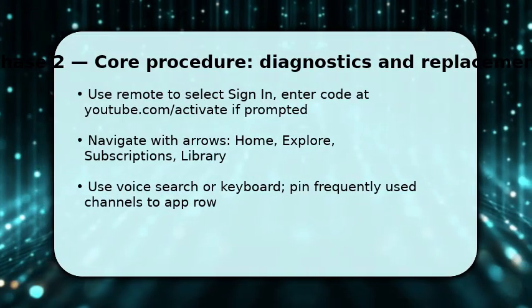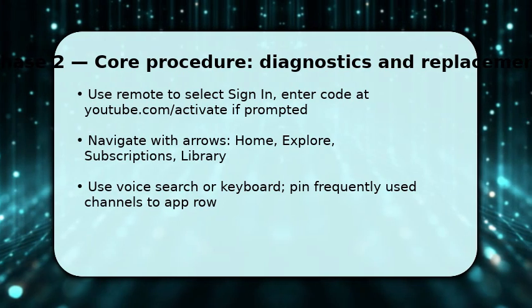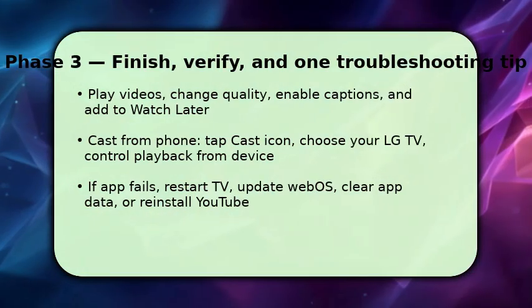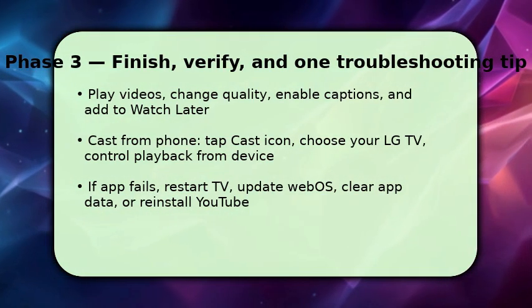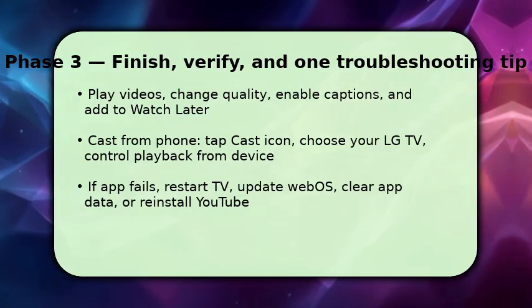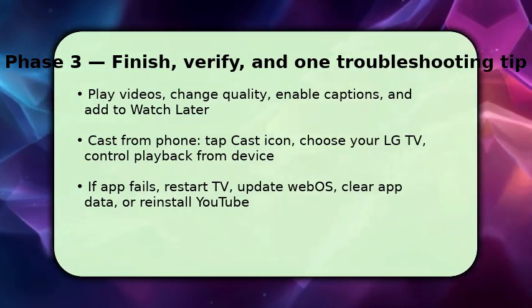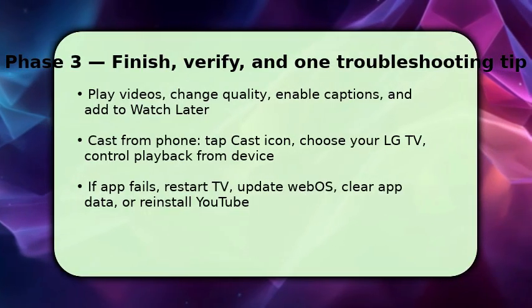To finish, select a video and adjust playback. Change quality for bandwidth, toggle captions when needed, and add items to watch later. If you prefer casting, tap the cast icon on your phone, choose the LG TV on the same network, and control playback from the device.